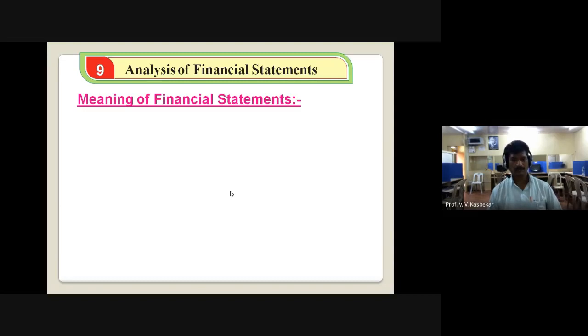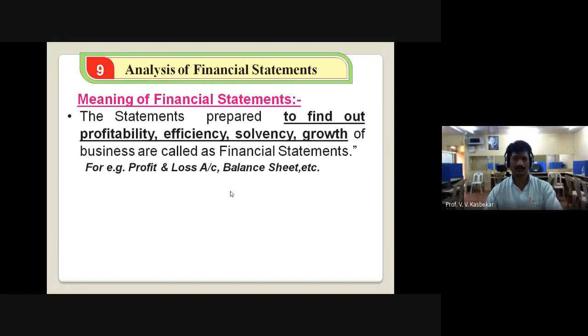Before that, we have to see the meaning of financial statements. The statements prepared to find out profitability, efficiency, solvency and growth of a business are called financial statements. Once again, I would like to repeat that statements which are prepared to find out the profitability, efficiency, solvency and growth, or we can say development of a business, are called financial statements. Some examples we all know. We have prepared many financial statements in 11th and 12th standard, such as trading account, profit and loss account, balance sheet, statement of affairs, etc.